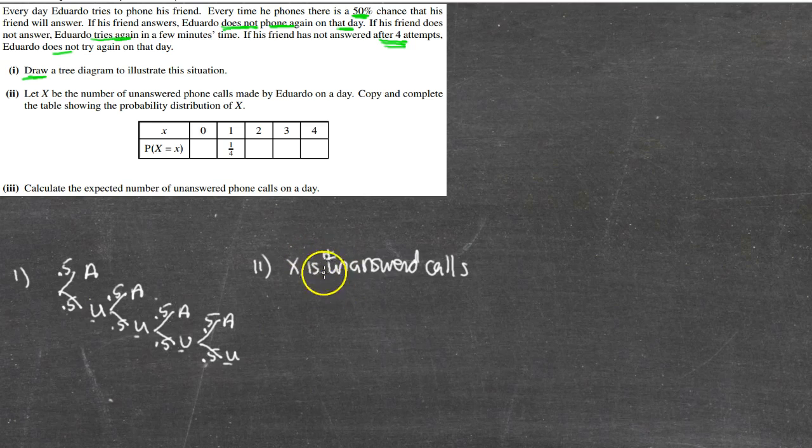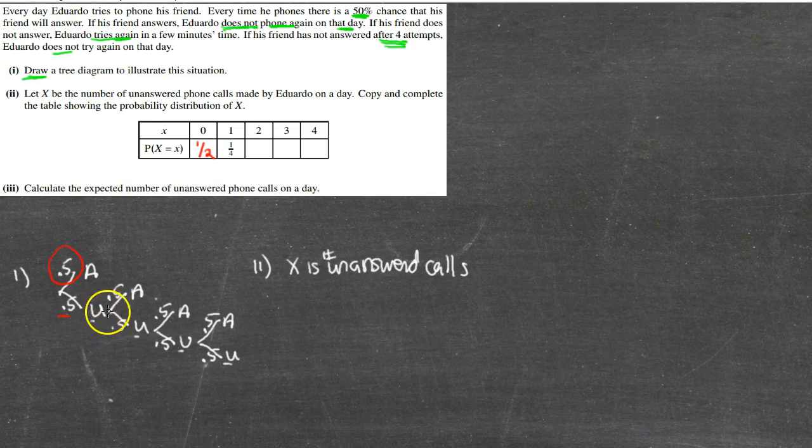Now, if X is going to be the number of unanswered calls, and they got this table set up for me, obviously it could be unanswered 0 times, 1 time. Look at the 1. All right, 1/4. That's 0.5 times 0.5, or 1/2 times 1/2. All I got to do is go down the tree. So for 0 times, well, that's going to be 1/2. He answers it. He doesn't get any unanswered calls.